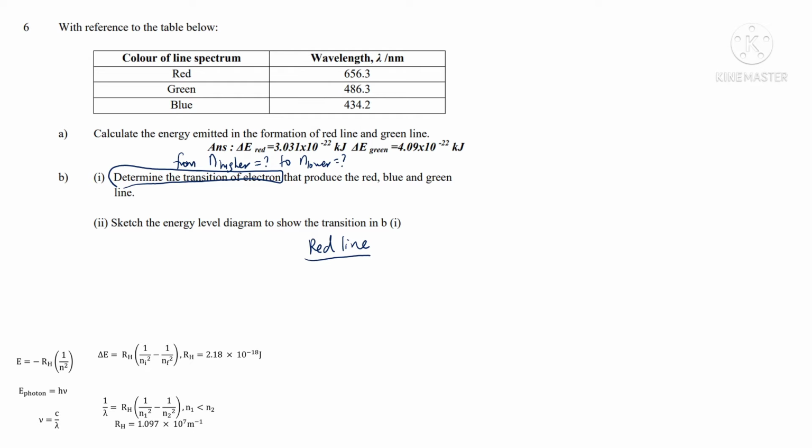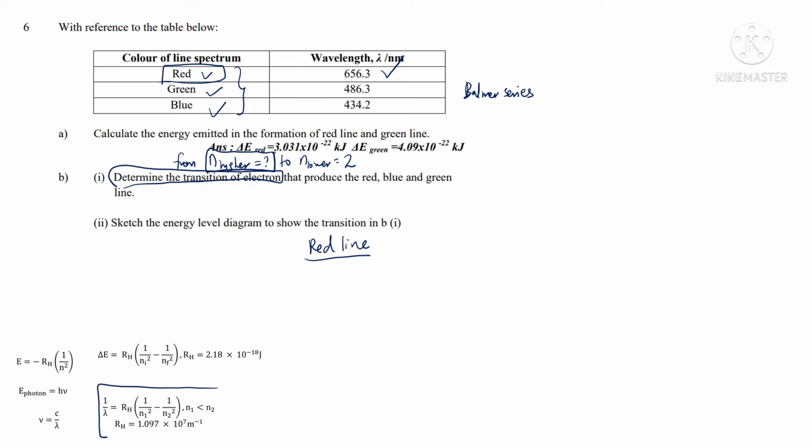So we have been given red, green, and blue line. So these are in the visible light region. So therefore, for this line spectrum, it is the Balmer series. So by knowing which series, then we know that the lower energy level must be n equals to 2. And now we need to find what is the higher energy level. And we know that for red line, this is the wavelength, 656.3 nanometer.